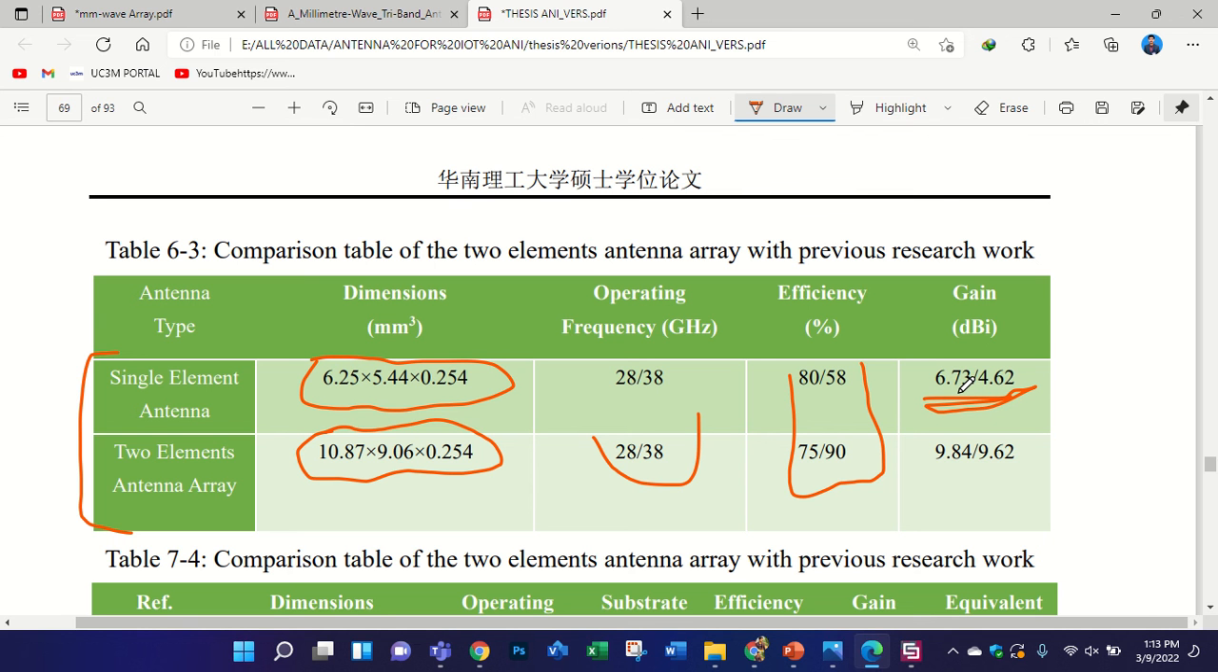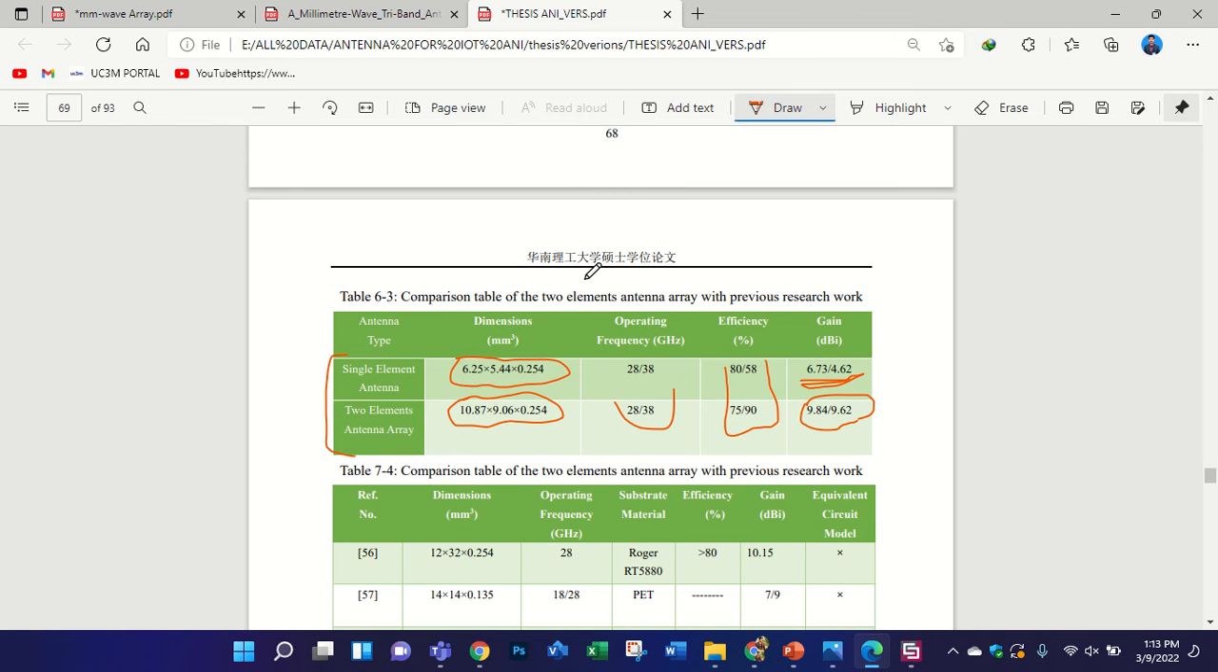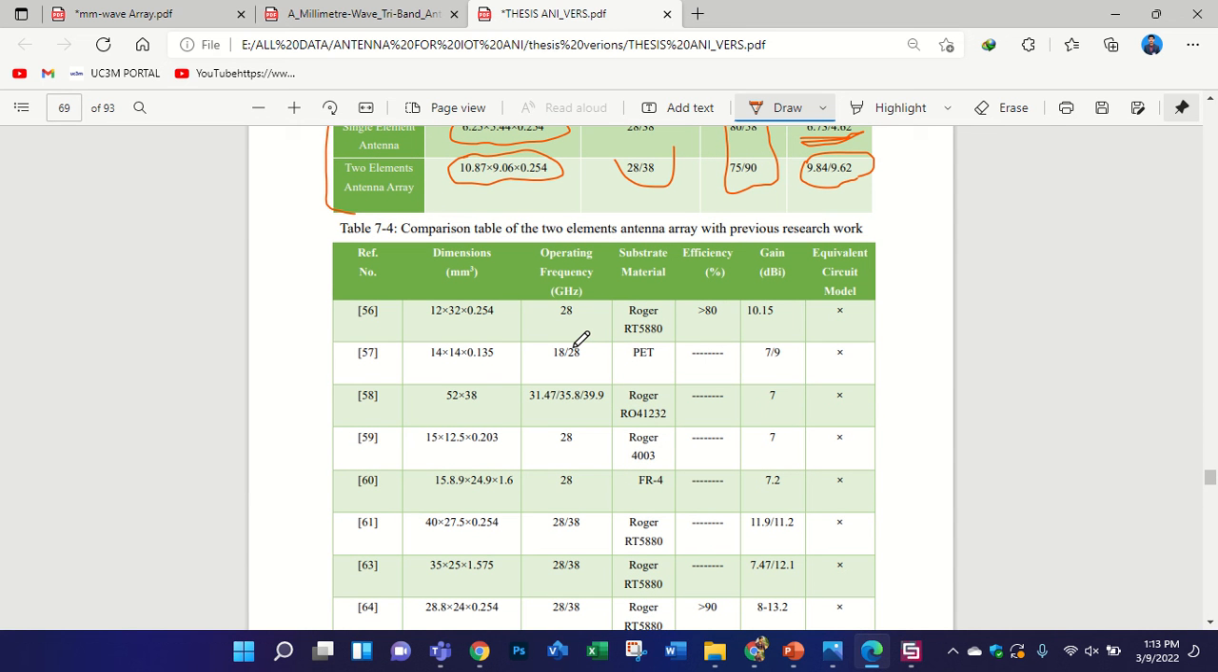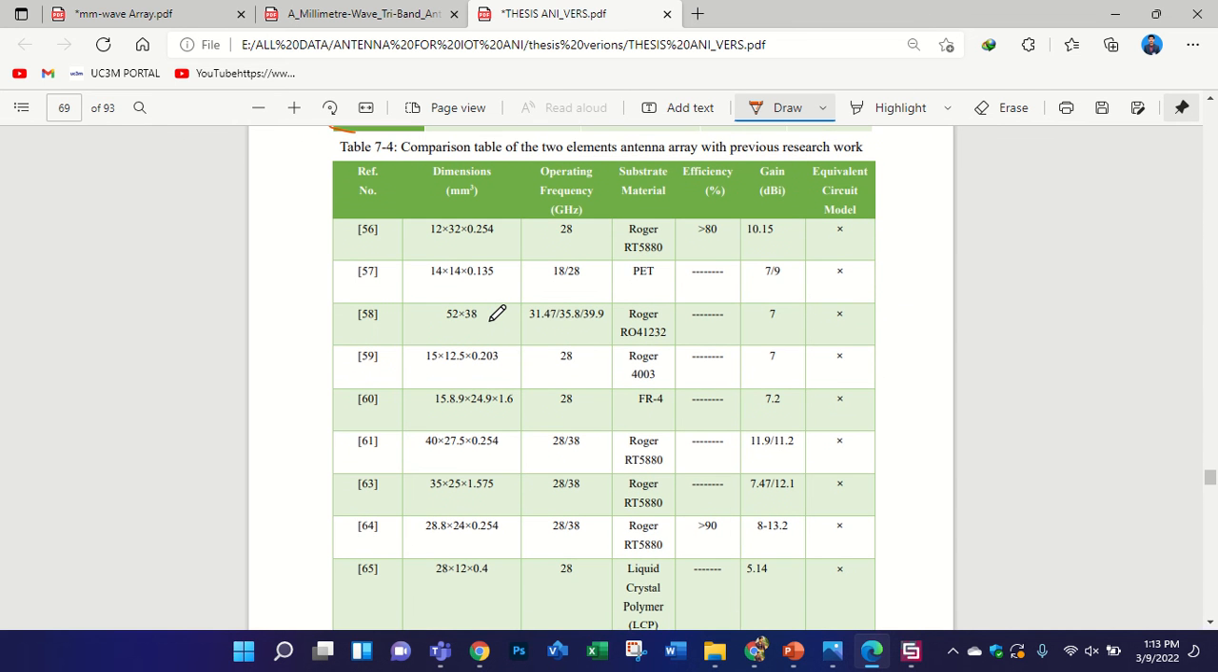First, with the single element the gain of the antenna is less than 6 dB. But in the case of the two elements antenna array it is more than 9 dB. So my gain of the antenna is increased. Now I am going to make this antenna into a 4 elements antenna array. If I made the single element antenna, I compare the results with the previous research of the single element antenna, and when I converted to the two elements antenna, then I can compare the results with the two elements antenna array of the previous research.